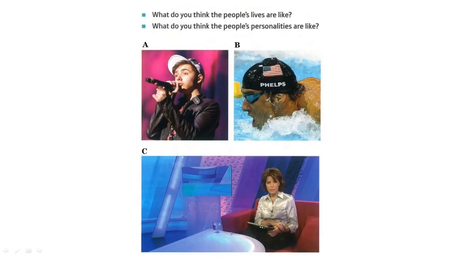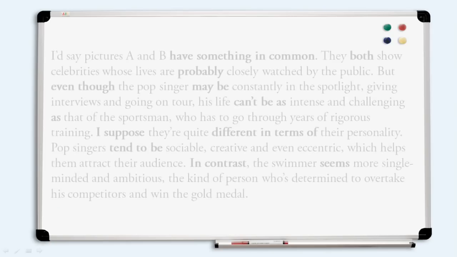I suppose they're quite different in terms of their personality. Pop singers tend to be sociable, creative, and even eccentric, which helps them attract their audience. In contrast, the swimmer seems more single-minded and ambitious, the kind of person who's determined to overtake his competitors and win the gold medal.